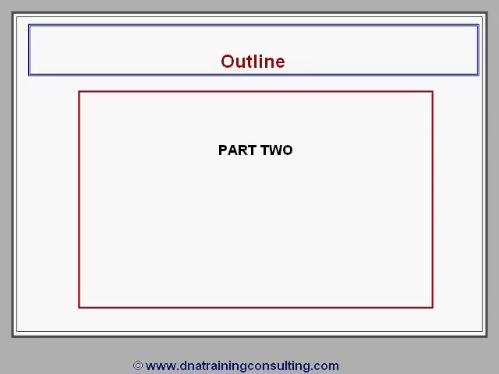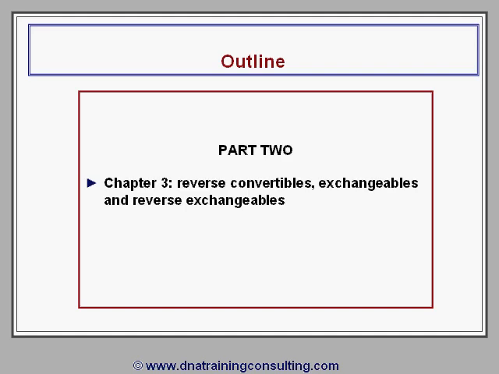This is the beginning of part 2 of our module on convertible instruments, which discusses the mechanics, pricing, and some regulatory and accounting aspects of mainstream convertible instruments. We remind you that this part 2 contains chapters 3 and 4 of the module, with chapter 3 reviewing reverse convertibles, exchangeables, and reverse exchangeables, and chapter 4 introducing mandatory convertibles of various kinds.